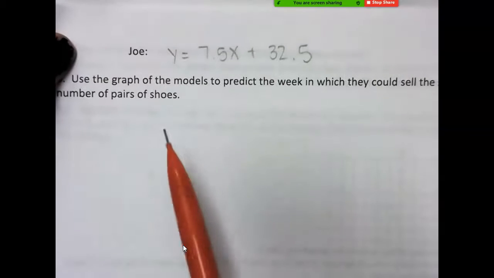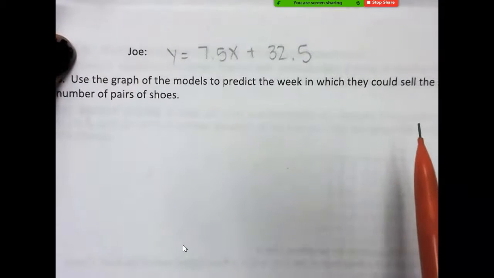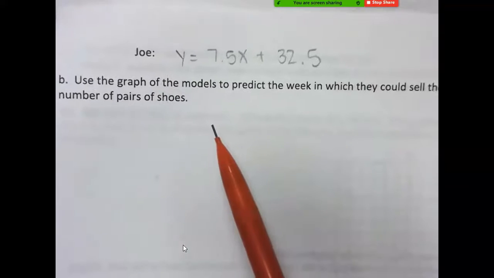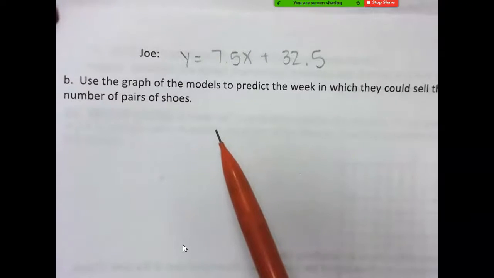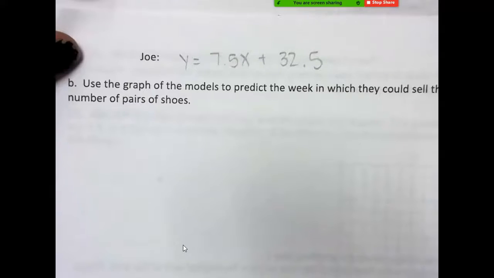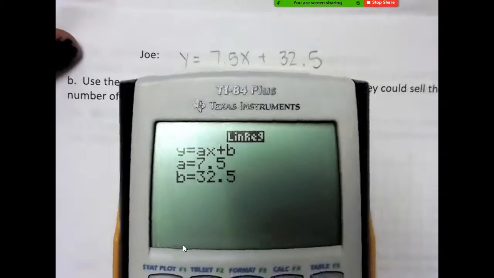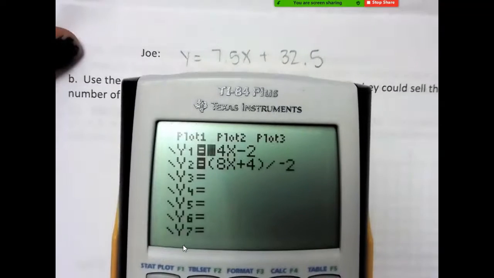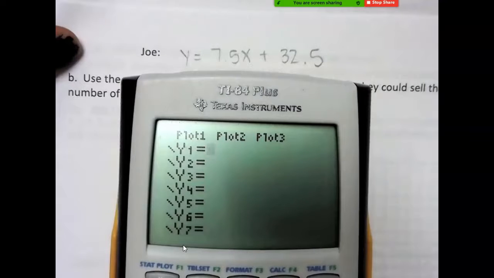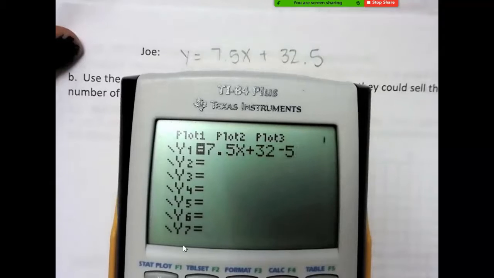So it says use the graphs of the models to predict the week in which they could sell the same number of pairs of shoes. So we're going to go to our graphing calculator and we're going to enter those equations in. So you have 7.5x plus 32.5.